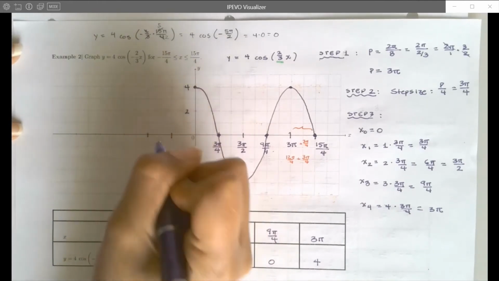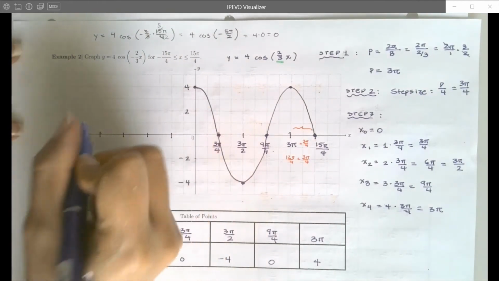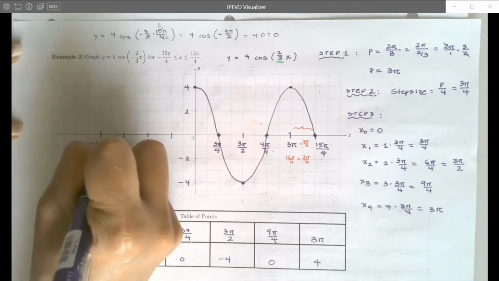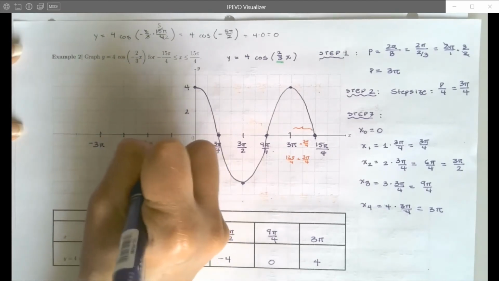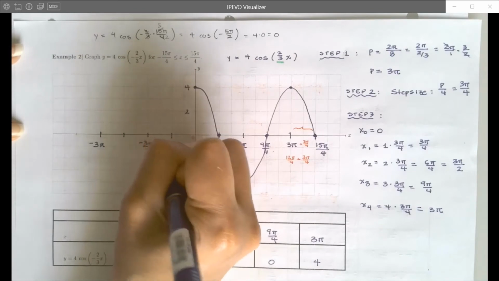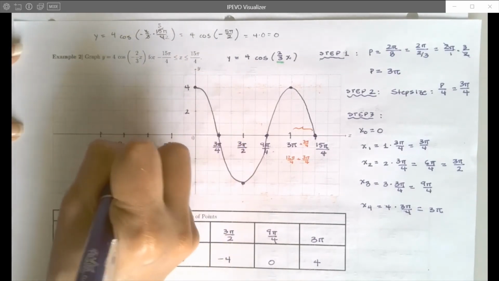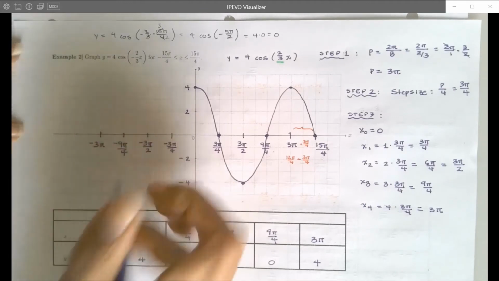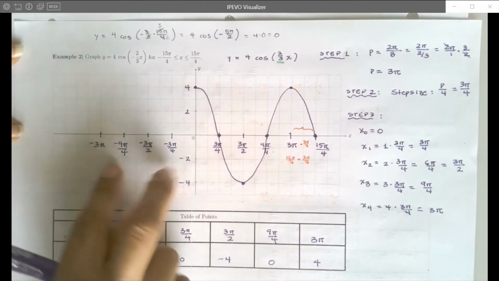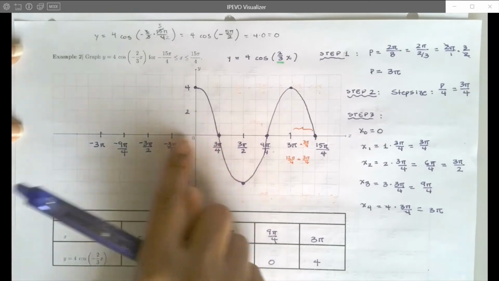Okay, so 1, 2, 3, and 4. This is going to be -3 pi. This is going to be -3 pi over 2. This will be -3 pi over 4. And this will be -9 pi over 4. And I'm quickly getting these values simply by reflecting them over, right?